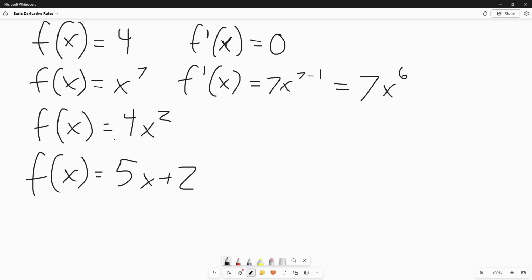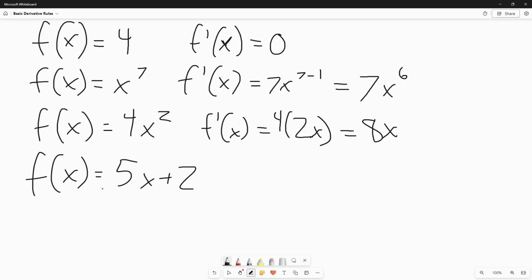For this third one, we have f of x is equal to 4 times x squared. And we know that we can ignore this constant for now and focus on the function that's being done on x, which is x squared. So we have f prime of x is equal to 2x because that's the derivative of x squared, but we need to bring this constant back into here, and we multiply the whole thing by 4. And we get 8x as our final answer.